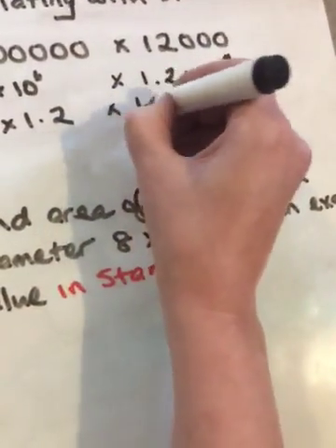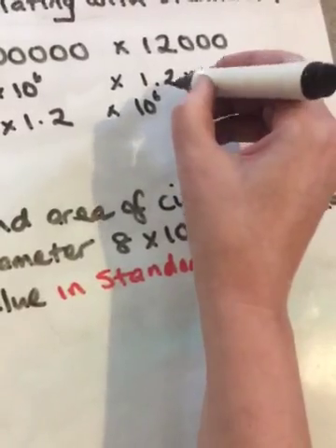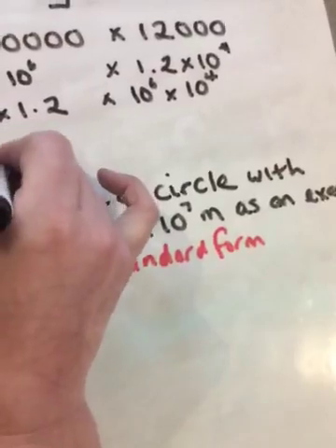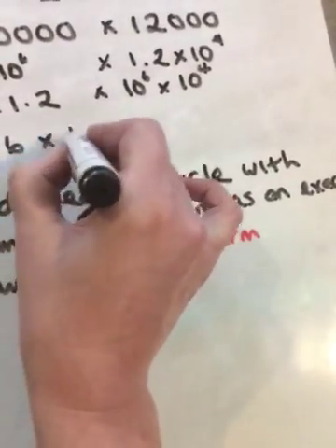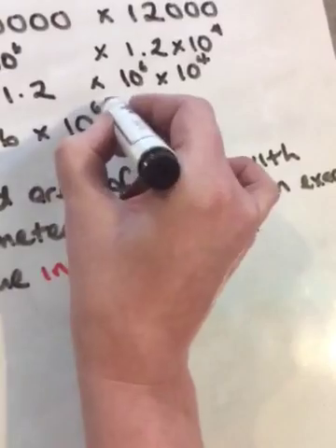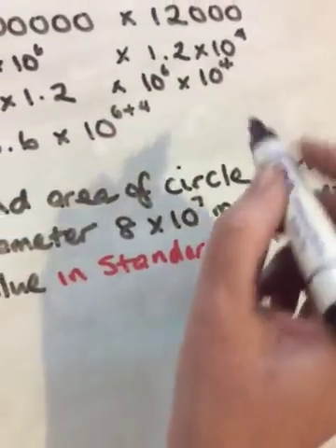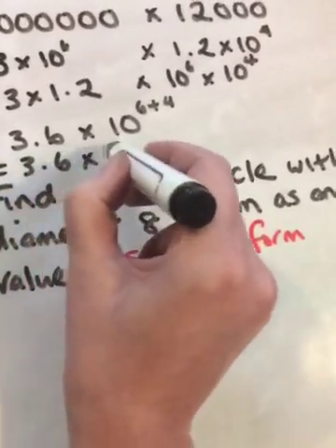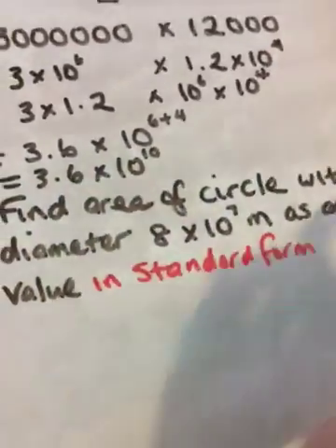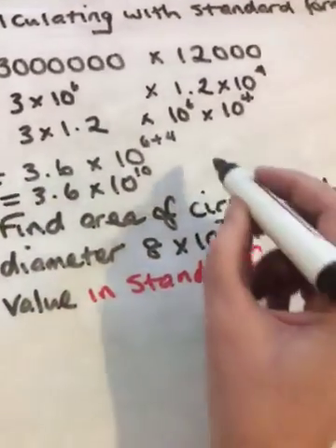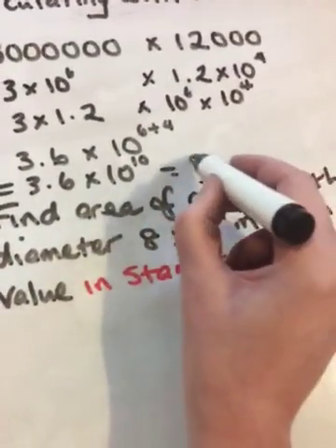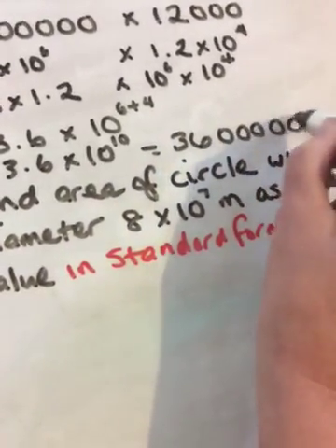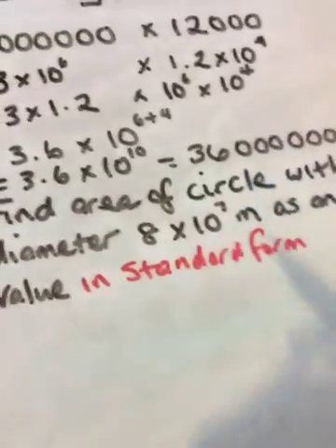And then we're going to use rule 1 of indices to do the 10 to the power of 6 times 10 to the power of 4. So we're going to get 3.6 times 10, and if we want to put in an extra line of working, to the 6 plus 4, and so our final answer will be 3.6 times 10 to the power of 10. Now if we wanted to write that in full decimal form, we could write 3, 6, and then we would have 9 zeros after it.